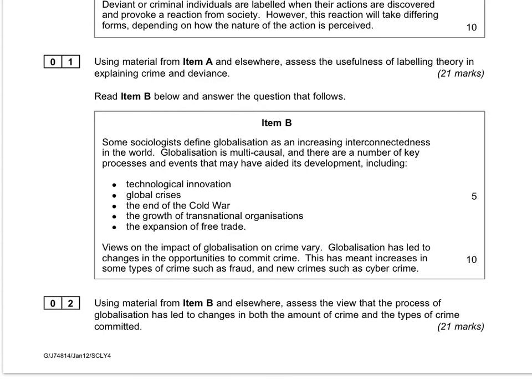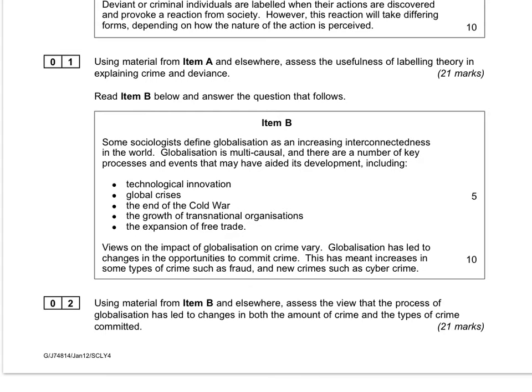So, the same sort of structure as the first 21 mark question. You need to start off with a very brief introduction, okay? I would show that you clearly understand what globalisation is. I probably would even use that quote directly from the item and maybe explain what that means. Increased interconnectedness, what does that actually mean?